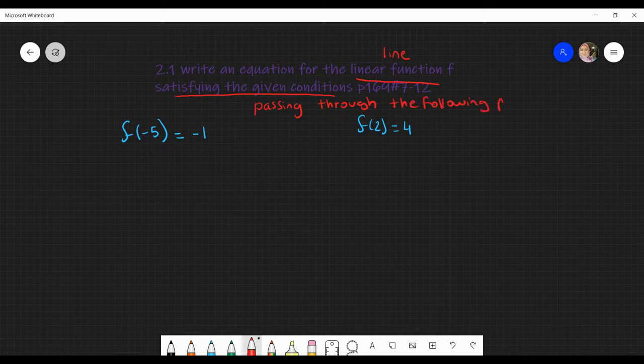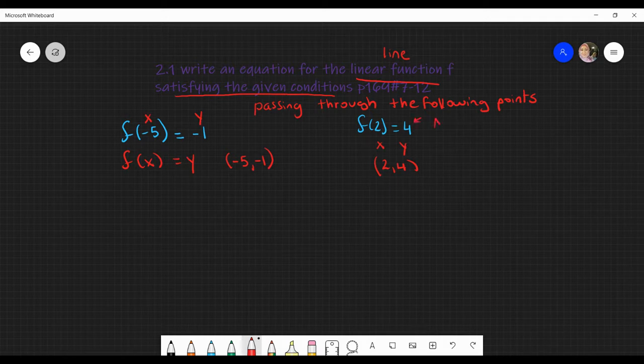And how do we know that this given notation represents points? Now, here's the trick. This is f of x equals y, which means this is x and this is y. If I were to write it in a very familiar format, this is going to be -5 comma -1, and this is going to be 2 comma 4. So if we want to rewrite the question in easy words, we would say write the equation of the line that passes through the given points.